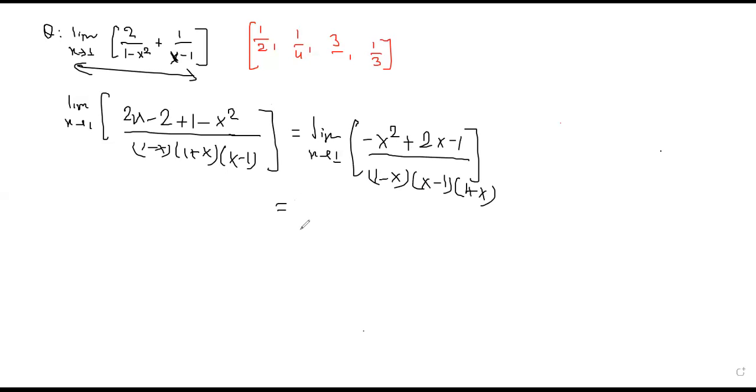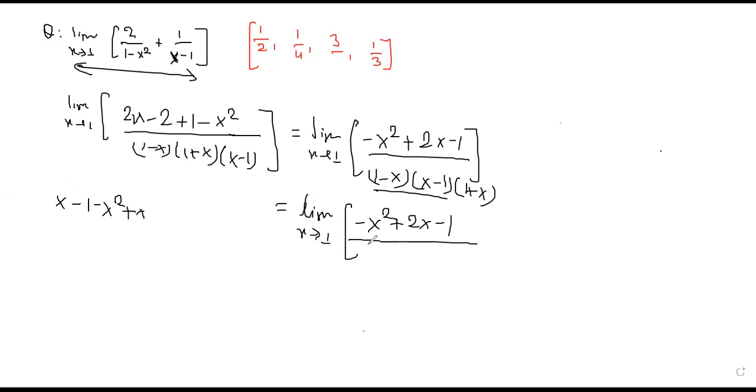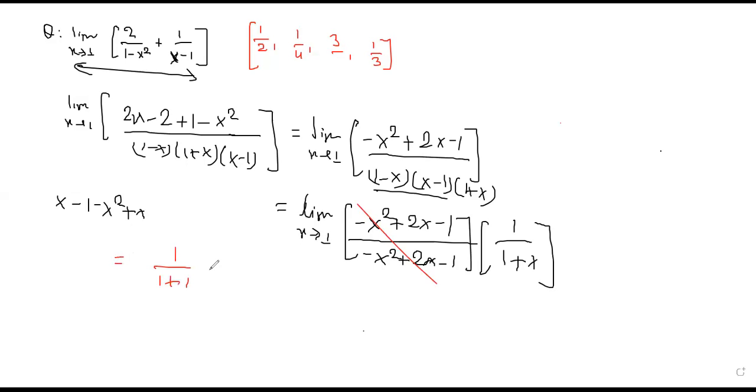Take the negative sign, or you can multiply this part. Minus x squared plus 2x minus 1 divided by, if you multiply this part, it will be x minus 1 into minus x squared plus 2x minus 1, into 1 by 1 plus x. Any problem? No, sir. So you can cancel this part. Now, 1 by 1 plus 1 is equal to 1 by 2. 1 by 2 is the right answer.